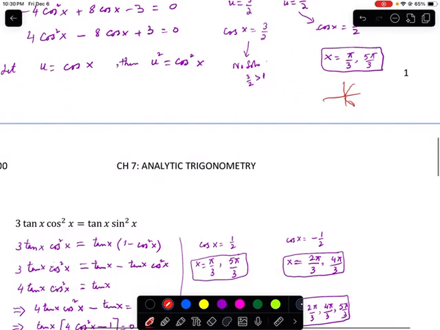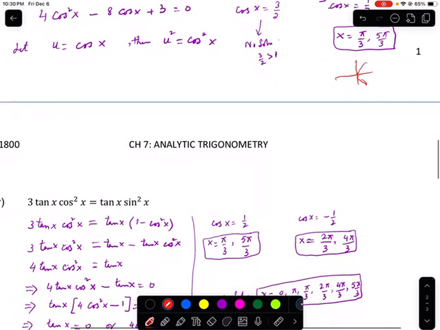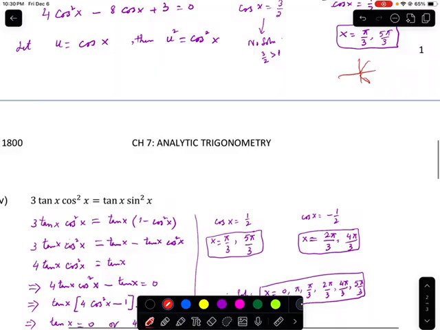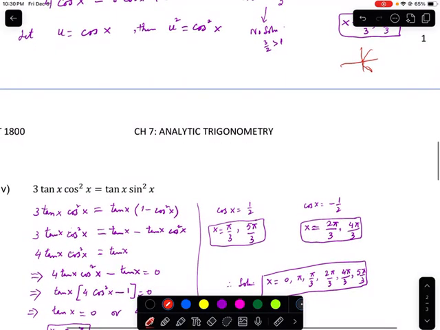Okay, looking at the next one. Now this one can be done actually in two different ways, but notice a common mistake which someone can make, that they say, oh, tangent x is common, so I divide by tangent x. Then if you are doing it, you might lose some part of the solution. So what you should do is bring everything to one side and factor.